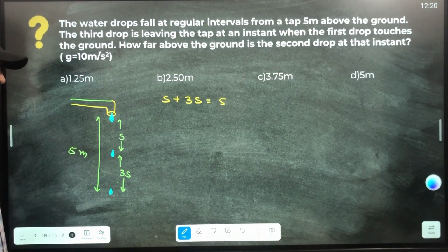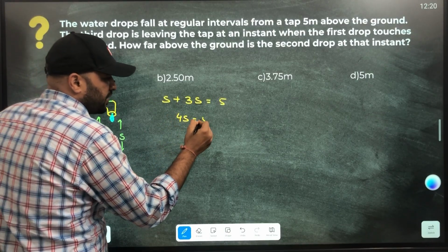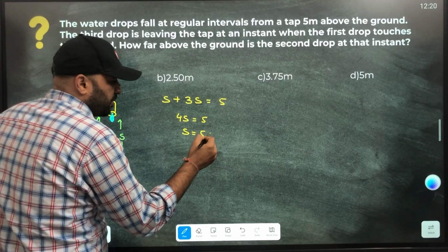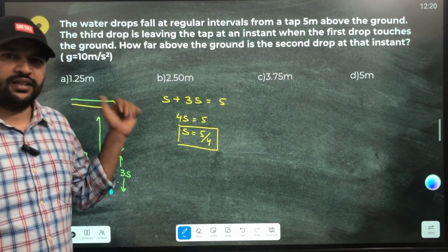1:3:5:7. We have already discussed it in the previous lecture. So s plus 3s, it will be how much? 4s. That will be 5. So s will be equal to how much? 5/4. S is 5/4. I hope this is clear.